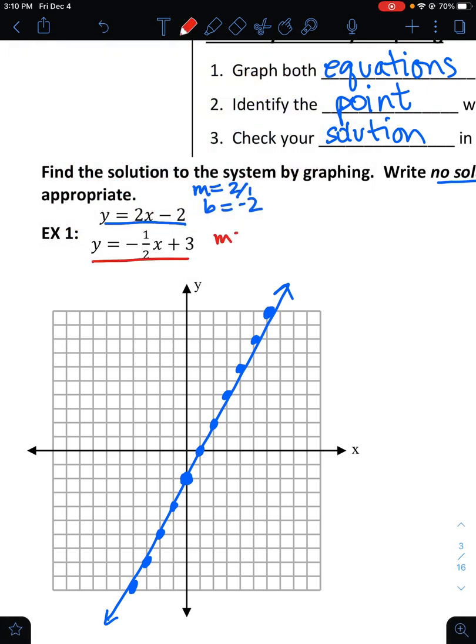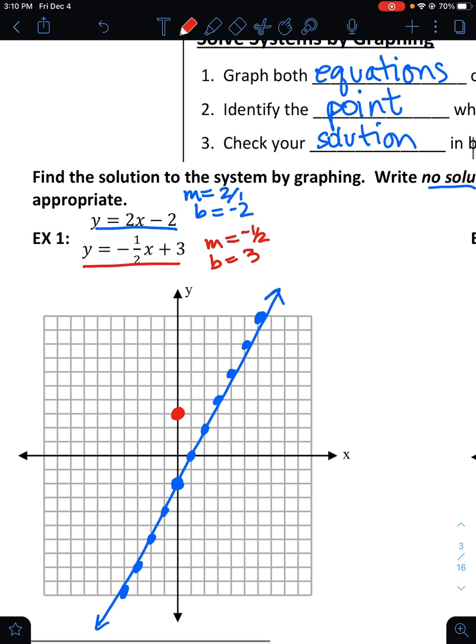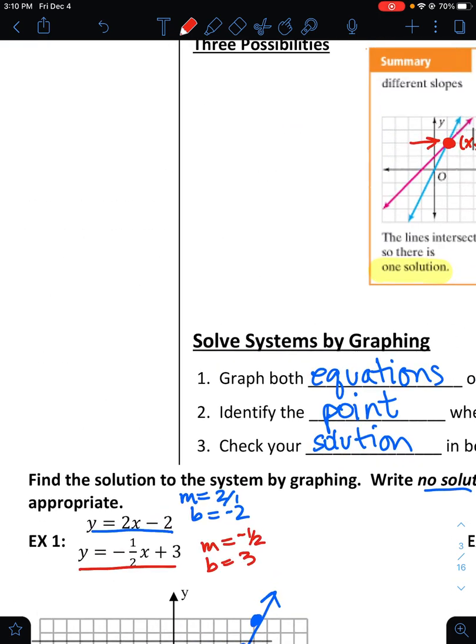So my new slope here is -1/2. My new y-intercept is a 3. So start with the y-intercept. And then I'm going to go down 1 over 2. Now look at what I did. I just intersected my line. So actually, remember, that's what I want.